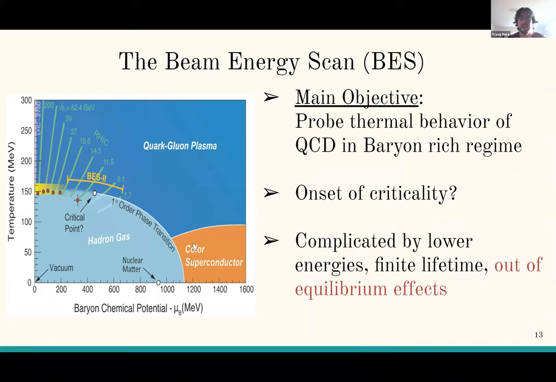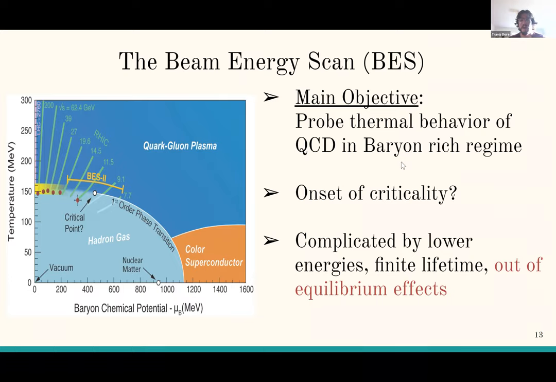One of the main objectives of the beam energy scan is also to look for the onset of criticality. Whether or not there's a critical point or a first order phase transition in the QCD phase diagram is still an open question. All of this physics gets complicated by the lower energies, because a lot of this at LHC energies is done by QCD calculations at higher energy. So how exactly to initialize the system at these lower energies is also still an open question.